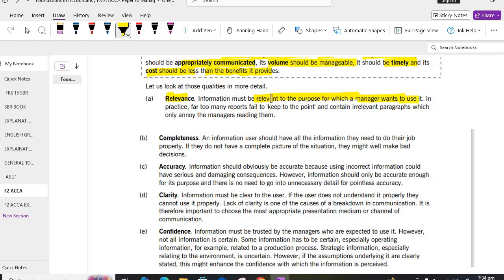So you are providing the relevant information to the relevant person. Complete information should provide all the information they need to do their job properly. So that should provide a full picture.